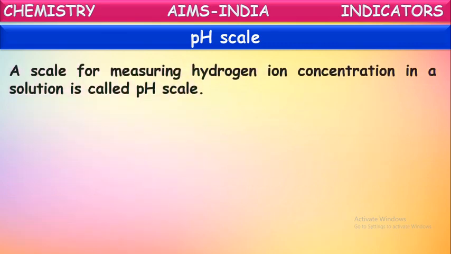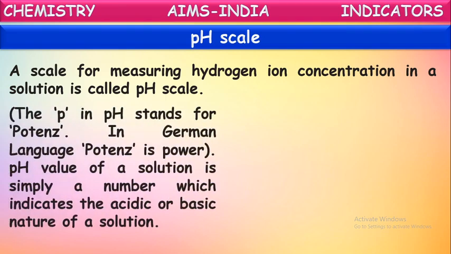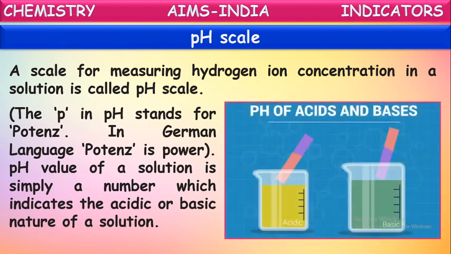A scale for measuring hydrogen ion concentration in a solution is called pH scale. The P in pH stands for potence, which means the power. pH value of a solution is simply a number which indicates the acidic or basic nature of a solution. Here P represents the power of hydrogens or potence of hydrogens. This pH value of a solution generally indicates the acidic or basic nature of the solution. It is just a number.